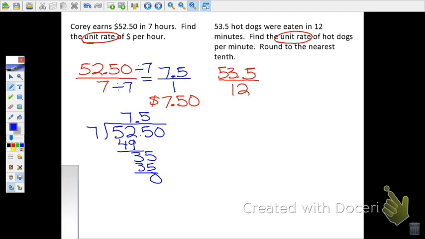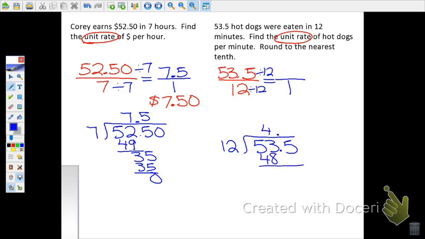So again, we want a unit rate of hot dogs per minute. So we want it to be 1 minute, which means we have to divide by 12. So 53.5 divided by 12. How many times does 12 go into 53? 4 times. That's 48. So we subtract.